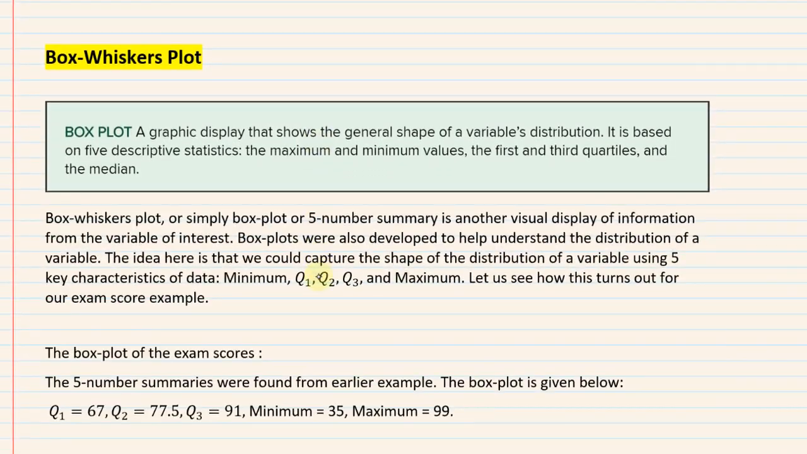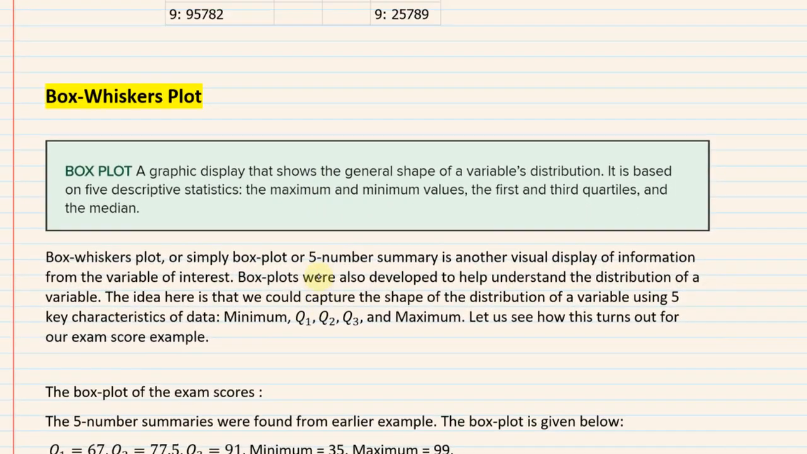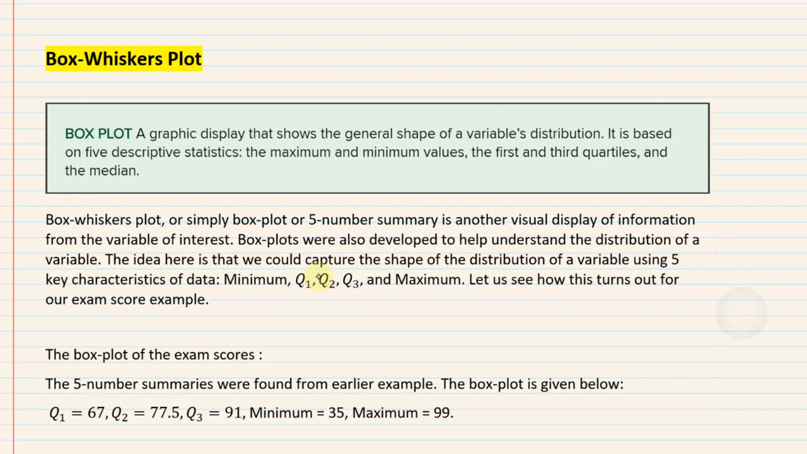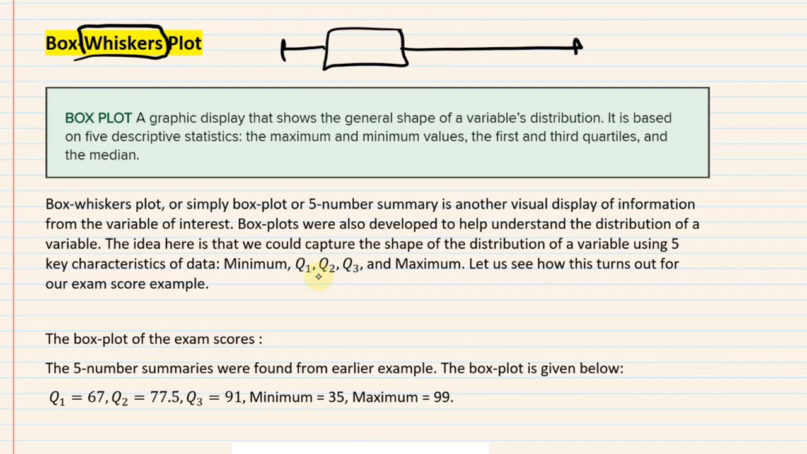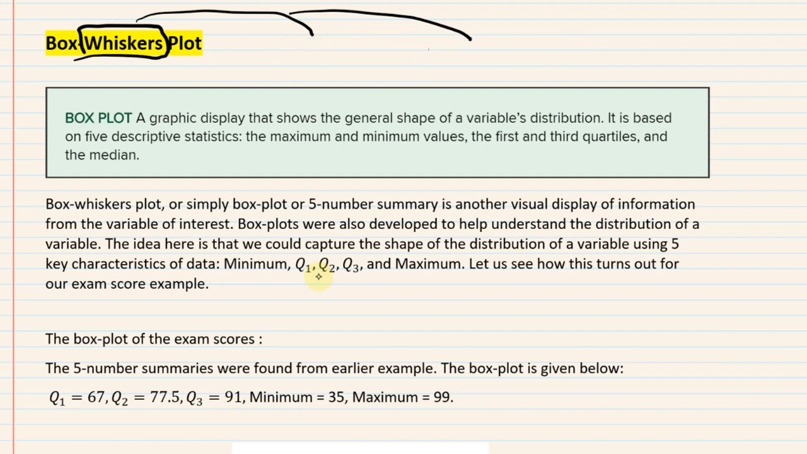The next one we look at is the box-whiskers plot. Now, some books call them just box plots. The reference to whiskers here would be because of the lines that come out of a box. So here I have a box, and I got these lines coming out. These are the two whiskers, this one and this one. That's the reference to whiskers in a box-whiskers plot.